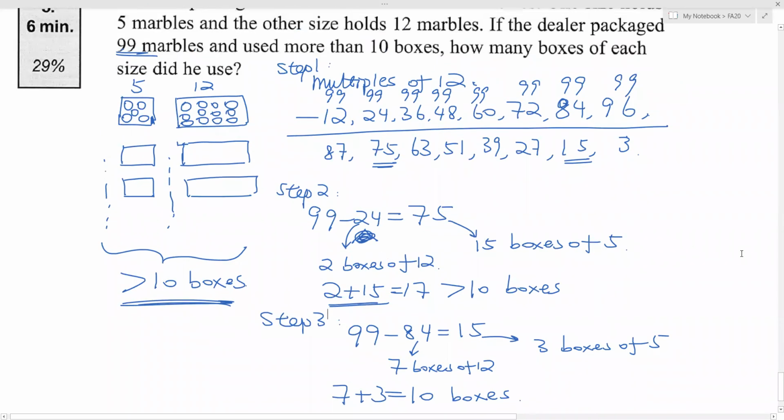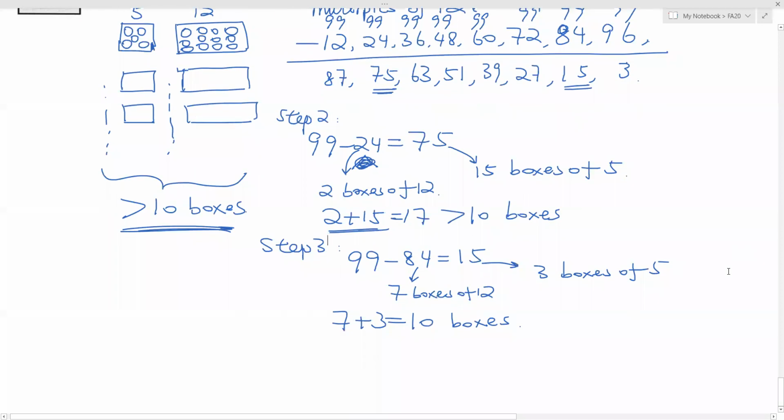How many boxes of each size did he use? So then we can say he did 2 boxes of 12 marbles and how many? And 15 boxes of 5 marbles.